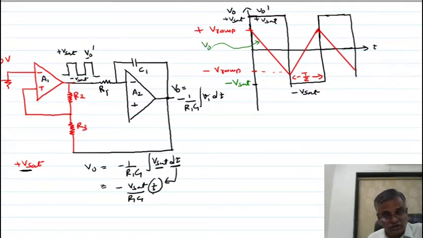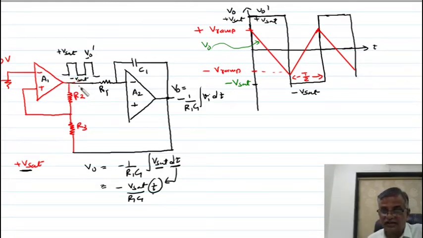So listen again. Suppose at some time my output is plus V_sat. As a result, the output of the integrator circuit can be calculated with the help of this, and you find minus V_sat upon R1 C1. This is a constant, so I am taking it out. The integration of dt is nothing but the time t. So as time increases, my output voltage decreases with the minus sign. So a negative going ramp is produced when V_O dash is plus V_sat.